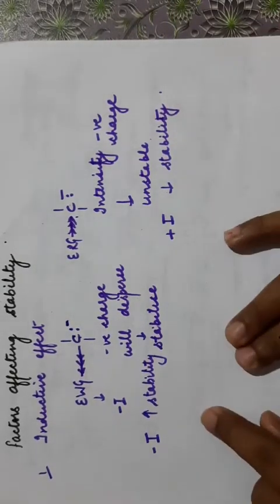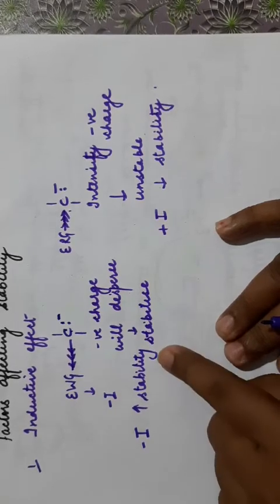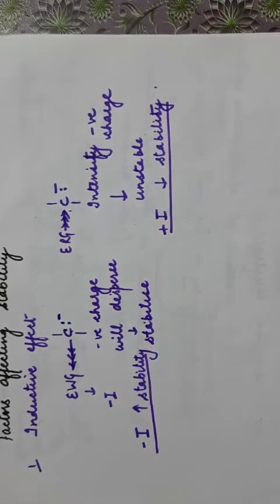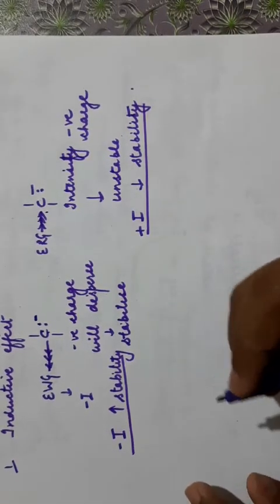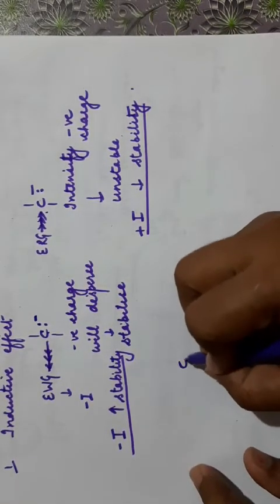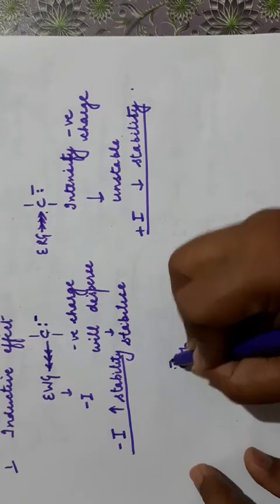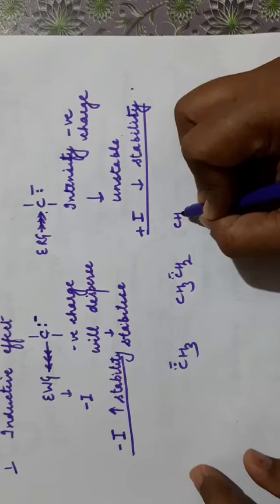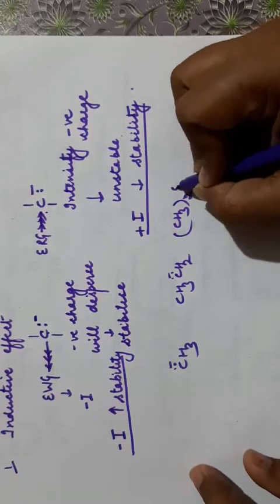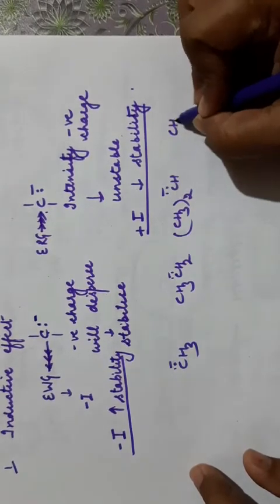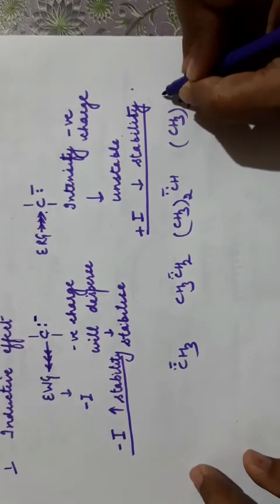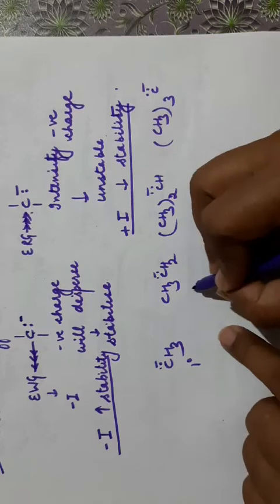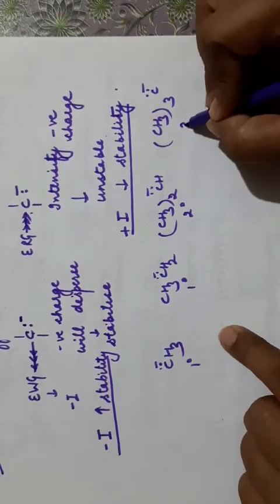Clear? So you have to remember, minus I effect increases the stability of carbanion, plus I effect reduces the stability of carbanion. Clear? We will see it in an example. Suppose you have CH3 minus, CH3 CH2 minus, (CH3)2 CH minus, (CH3)3 C minus. Clear? So it is 1 degree, 2 degree, 3 degree.